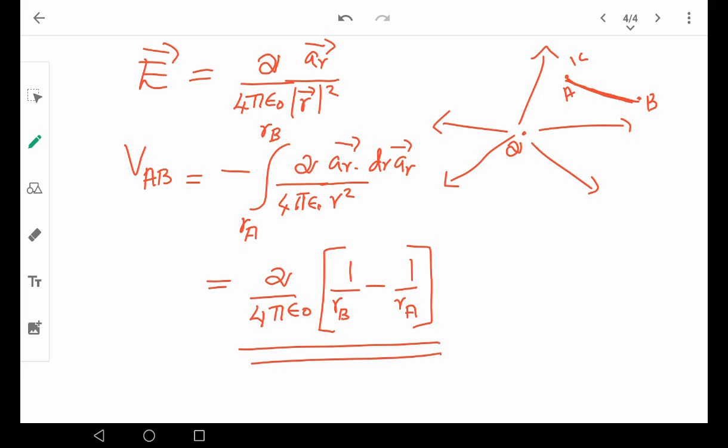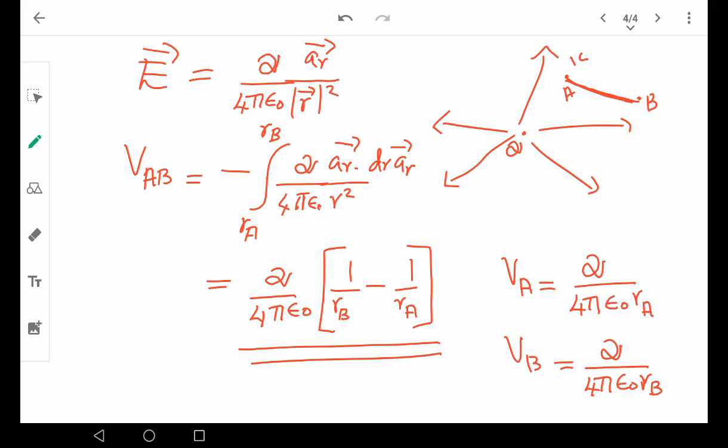So you can in fact write VA equal to Q by 4 pi epsilon 0 RA, and VB equal to Q by 4 pi epsilon 0 RB. You can write like that.